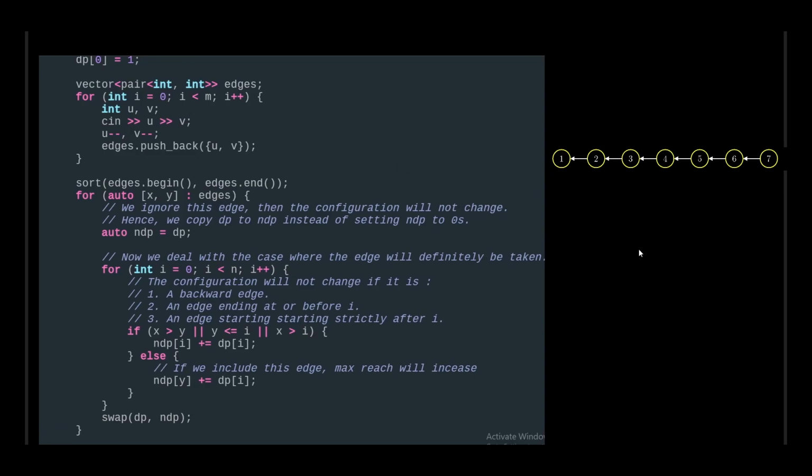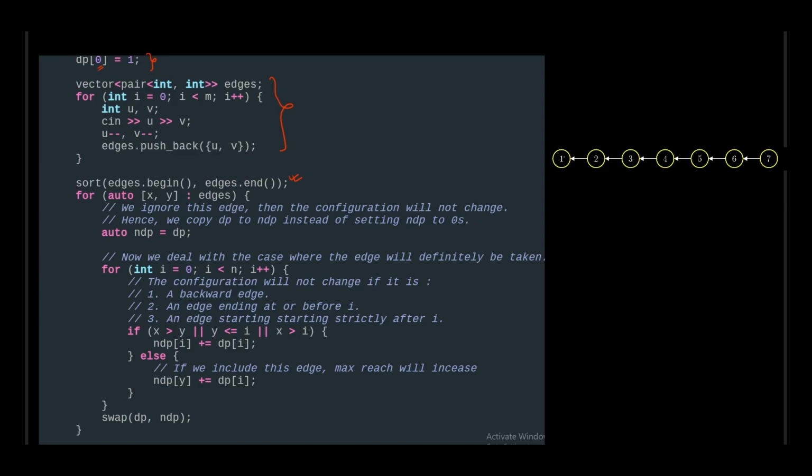So for the implementation, you can see that I have initialized dp of 0 with 1. Basically, when you have not seen any edge at all, there is only one graph that ends at vertex 0. This is 0-based indexing, that's why you see 0 over here and not 1. And then I read all the edges and sort them in increasing order of x.